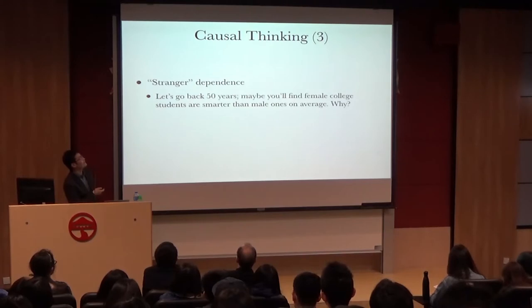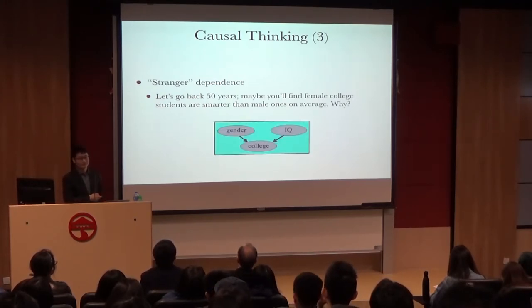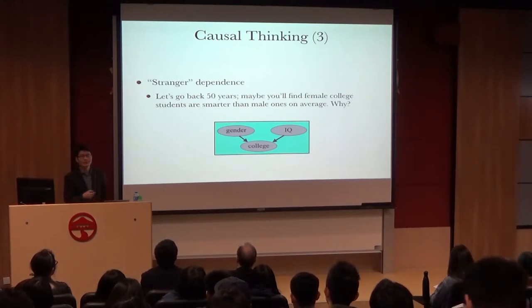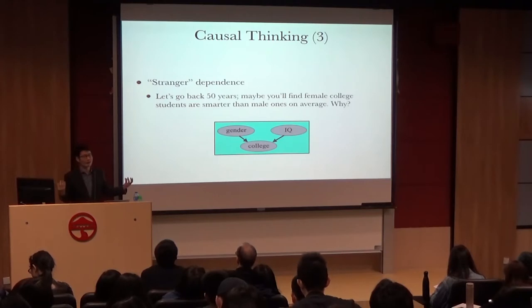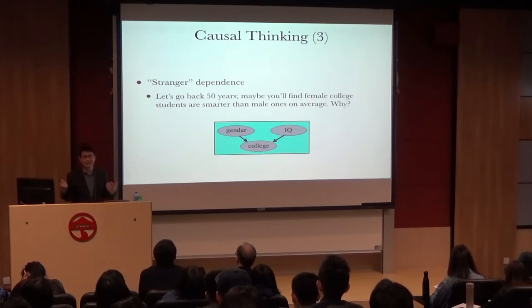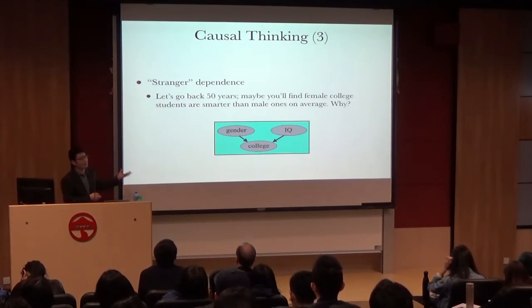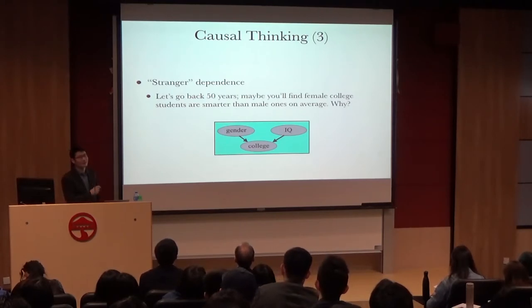If you go back 50 years in America, you can see that at colleges, on average, female students are smarter than male students. Why? We believe that overall, for the full population, females and males are about equally smart. I don't think females are significantly smarter than males, right? So how can we explain this phenomenon? Females, on average, are smarter than males.